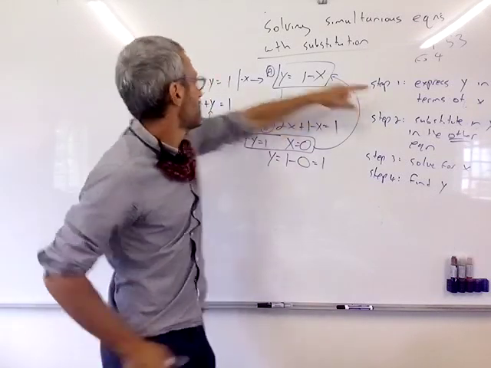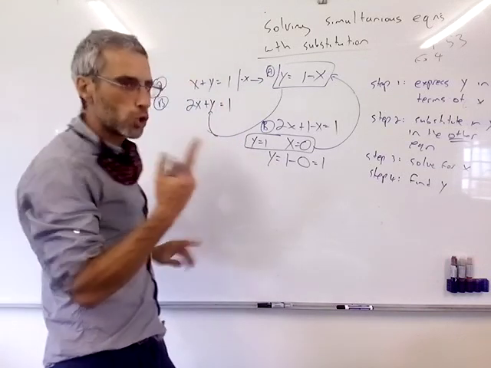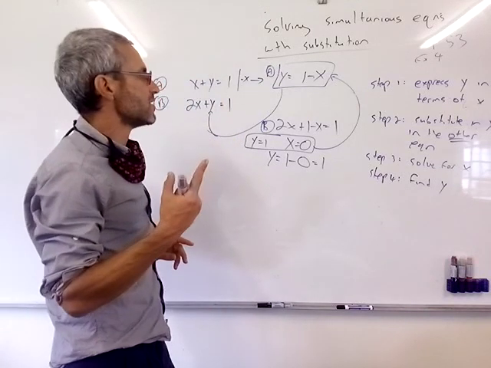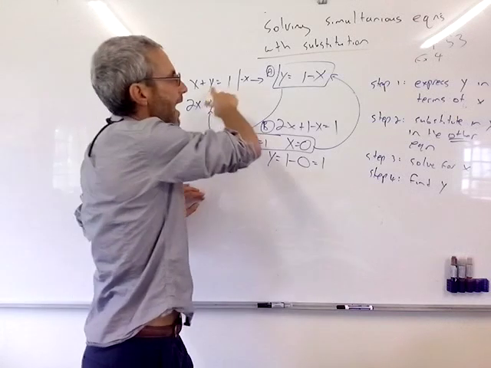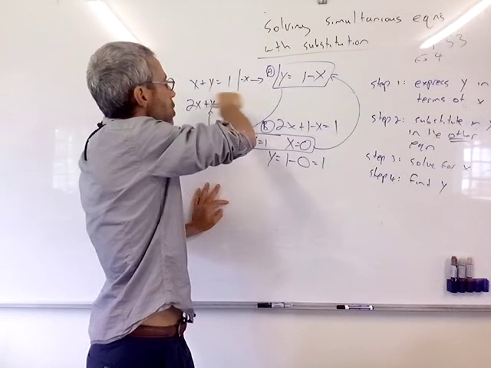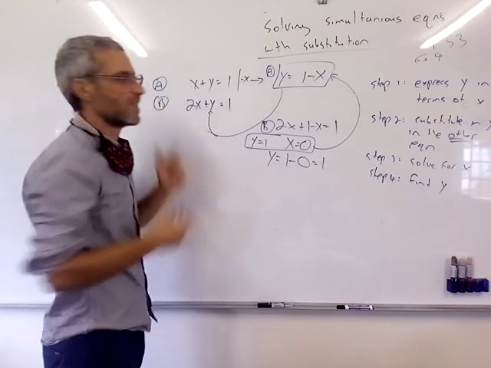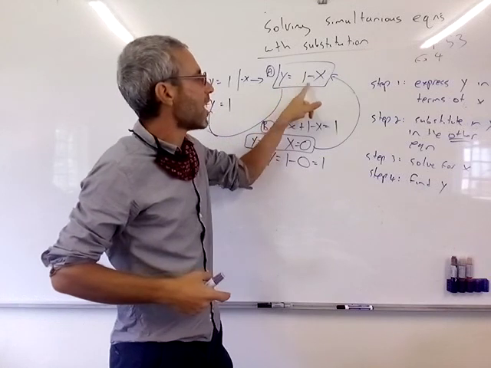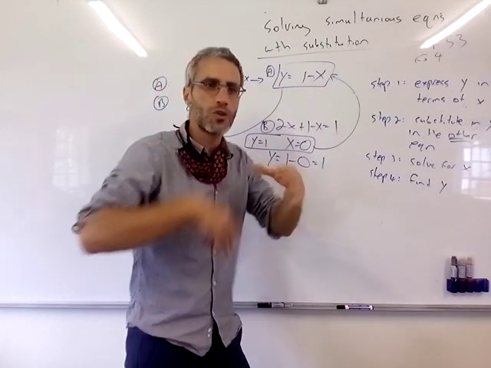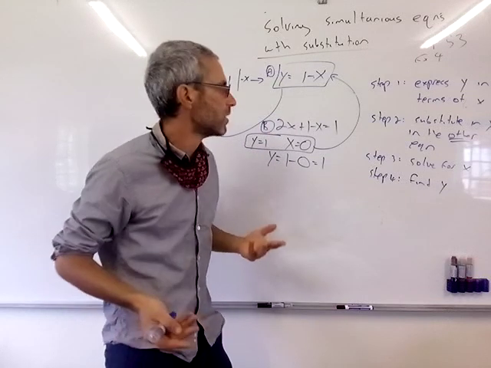So your first step is to choose an equation. If you choose carefully, if you're clever, it will make your life easier. Choose an equation and express y in terms of x. That's what we've done here. We chose this equation because it's easier. There are just fewer numbers here. And we found what is y in terms of x. Of course, you can do the other way around. You can also express x in terms of y. That will work as well.